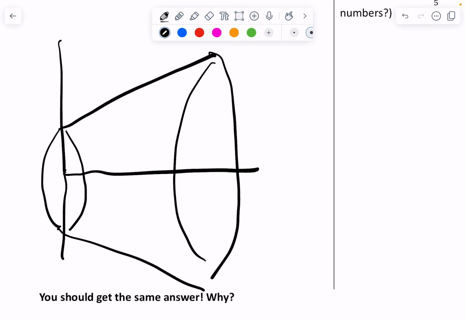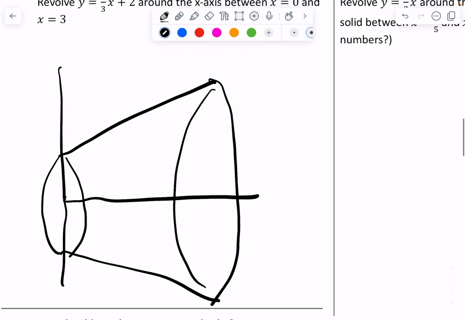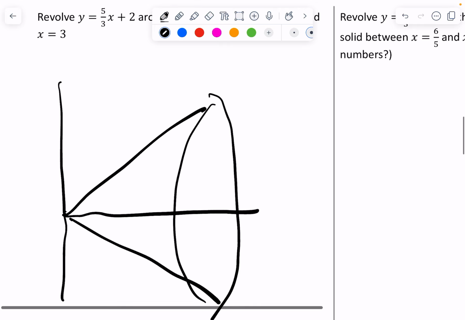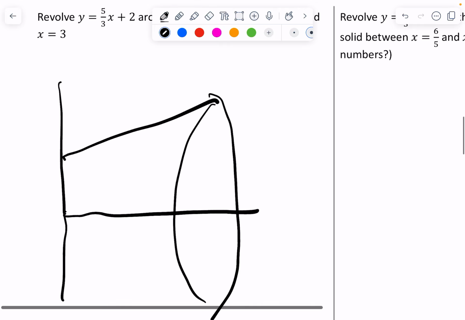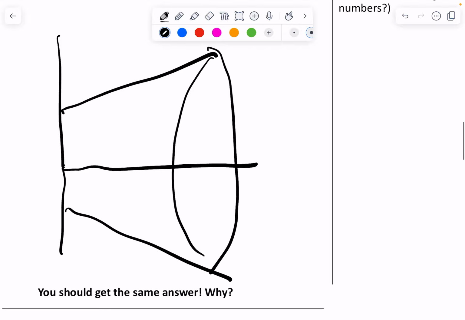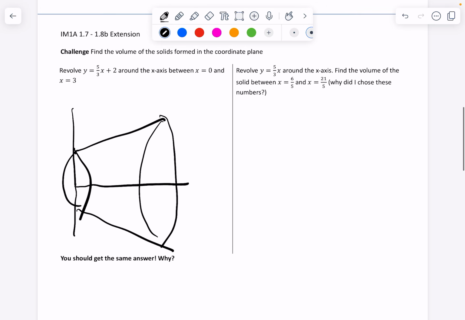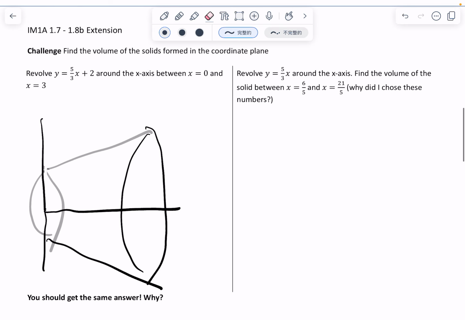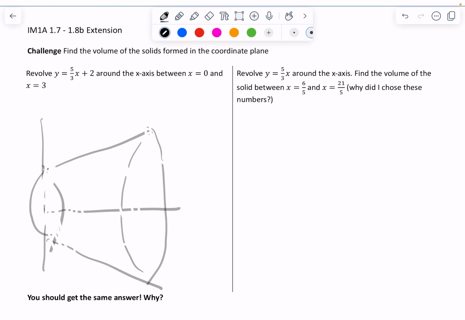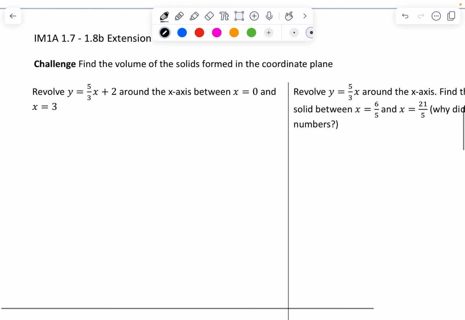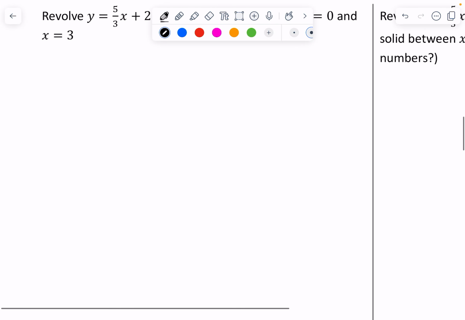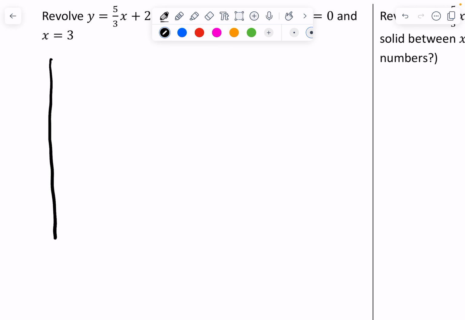So I want you to kind of intuitize that. Originally, if it was at the origin, we would form a cone. But now, when it does not pass through the origin, we would actually form a frustum. And we want to find the volume of this frustum through the equation of this line. So what is the equation of this line? The equation of this line is y equals 5/3 x plus 2. So let's draw that real quick.